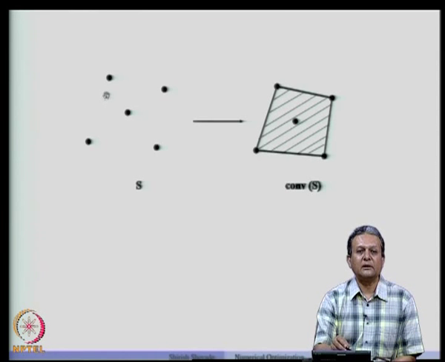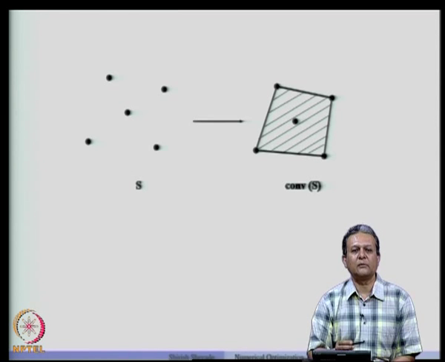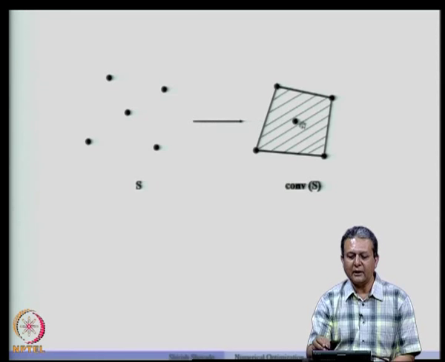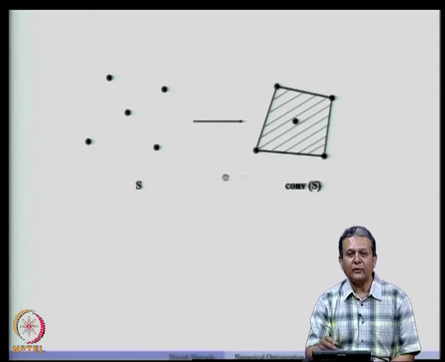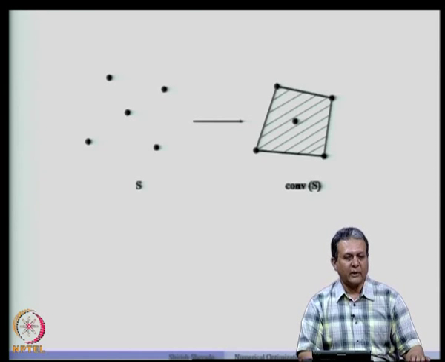Suppose we are given a set of points, and we want to find the convex hull of this. It is the smallest convex set that encompasses all the points. So, this is the smallest convex set which encompasses all the points. Remember that the points in the interior are not used in forming the boundary of the convex hull.